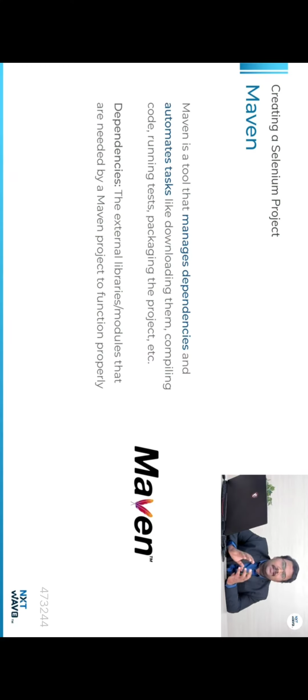Okay. Maven is a build automation and dependency management tool, which is primarily used for Java projects. Okay. It basically manages the dependencies and it also helps you automate certain tasks like downloading the dependencies, compiling the code, running different tests, packaging the project, and so on and so forth. Okay. In simple terms, dependencies are external libraries or external modules that are needed by a project to function properly.